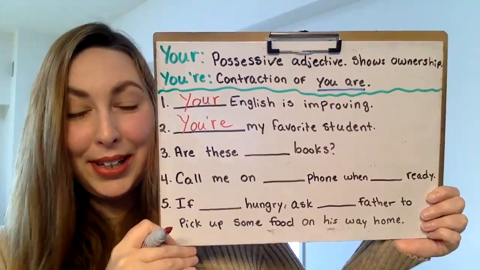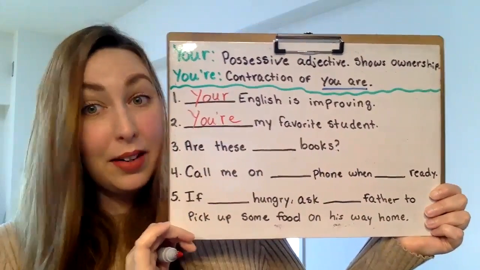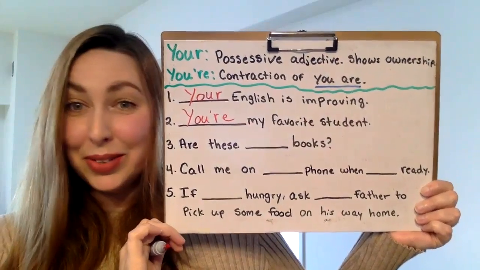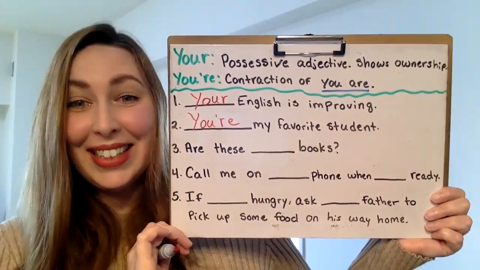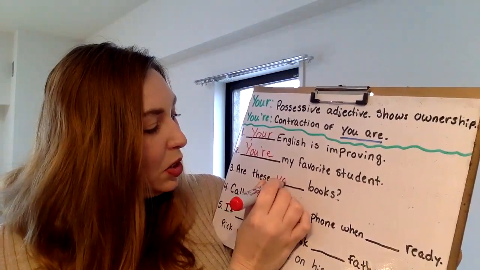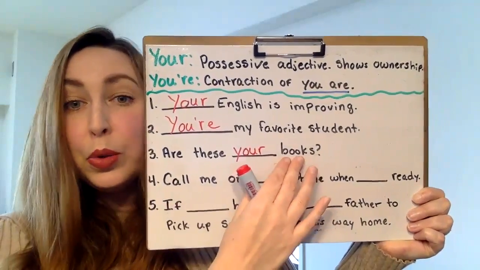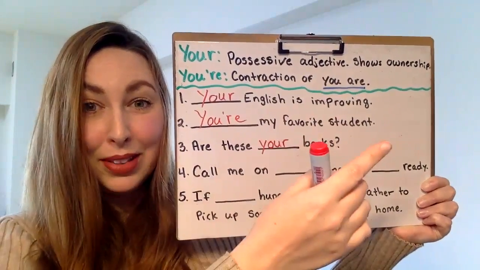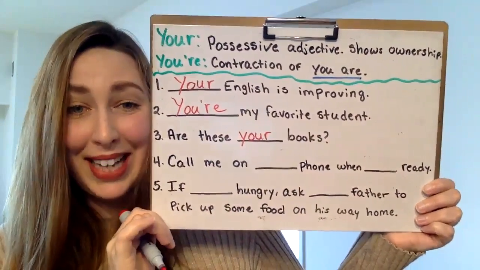How about number 3? Are these blank books? Are these your books? Which one are we going to choose? Y-O-U-R, Y-O-U apostrophe R-E. The correct answer is, hopefully this is easy, are these your books? So whose books? Oh, my books, his books, your books, okay? We're looking for the possessive.